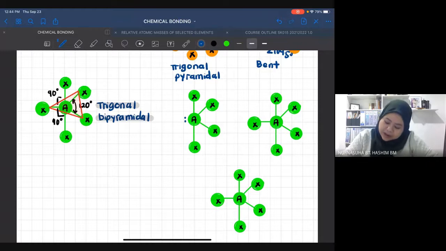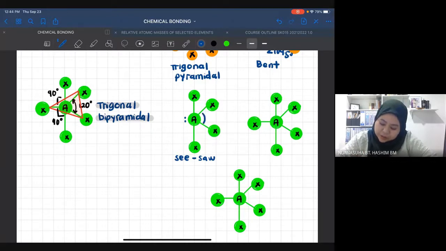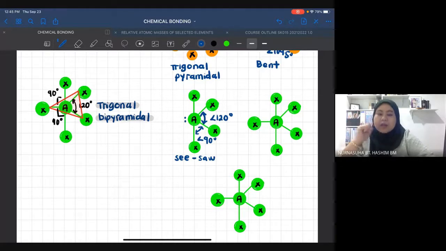So sekarang, cuba terbalikkan. Bentuk dia sekarang akan jadi seesaw, jongkang-jongkit. Cuba awak terbalikkan pandangan awak tu. So the new shape adalah seesaw. Okay, so now bond angle, this one will become less than 120. This one akan jadi less than 90 degree. Ingat bila ada lone pair, so angle tu akan jadi lagi kecil.